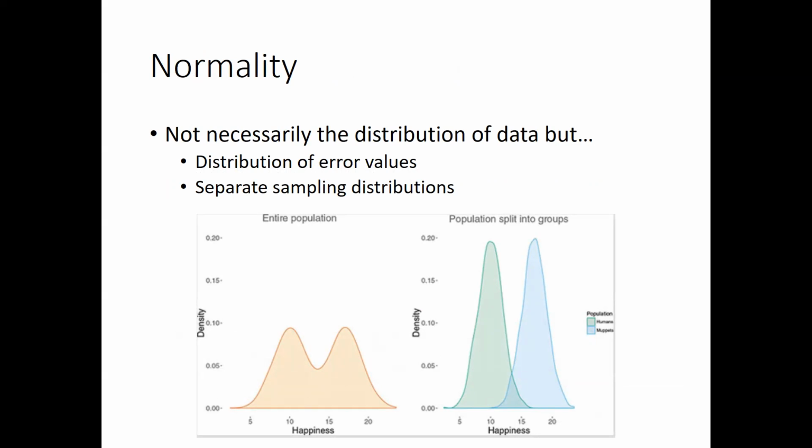Now, in terms of the outcomes itself, when we talk about normality, you've learned about normal distributions already, but I want you to think about not necessarily the outcome variables, but rather the normal distribution of what we call the error values, right?